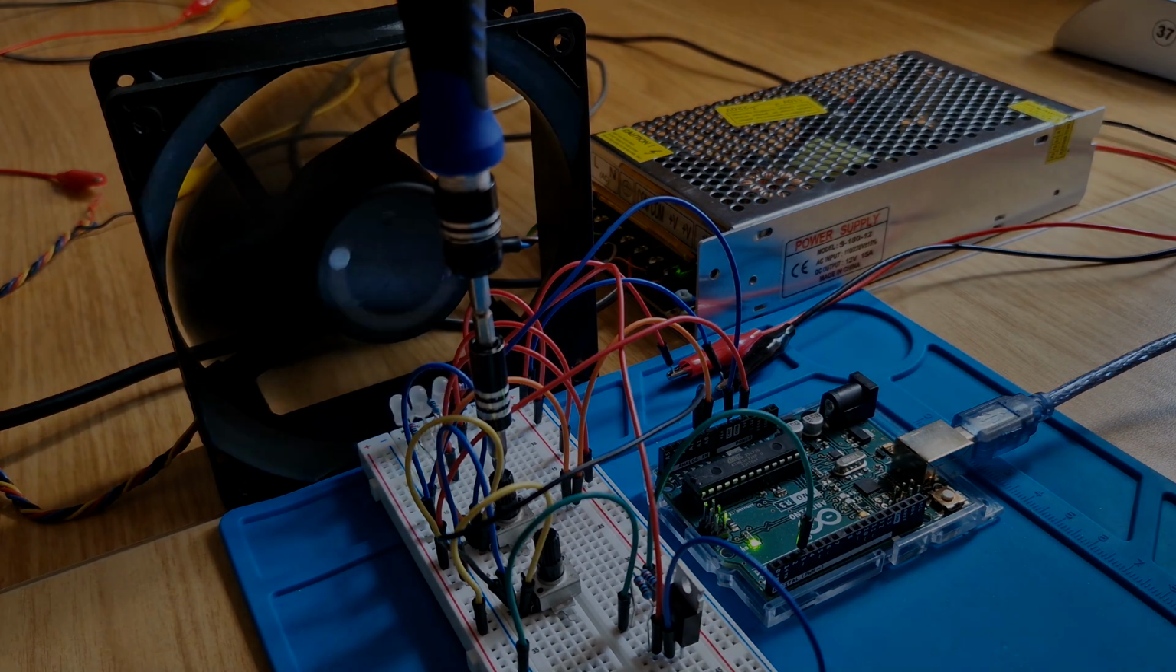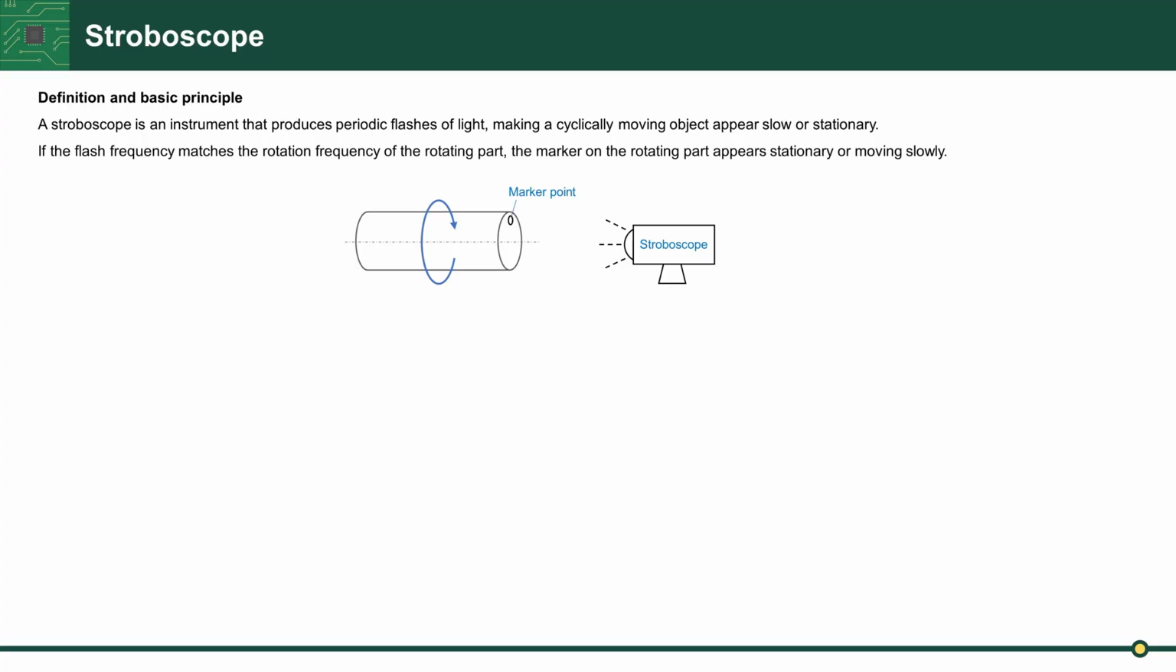Hello everyone, today we built a simple stroboscope with Arduino. A stroboscope is an instrument that generates periodic flashes of light and makes a cyclically moving object appear slow or stationary. Normally, a marking point is placed on the rotation path and the measurement is started.